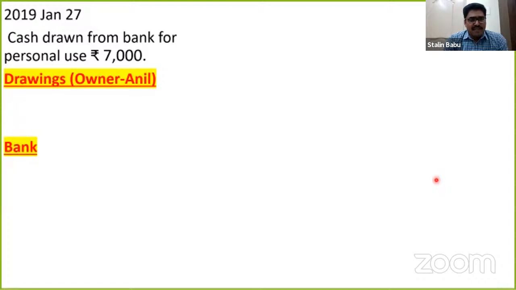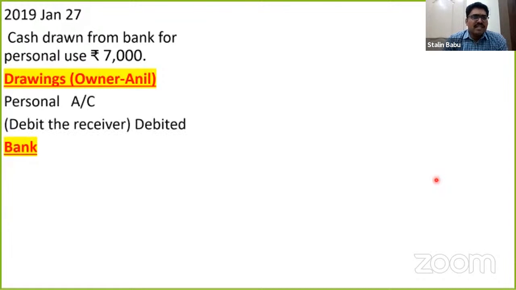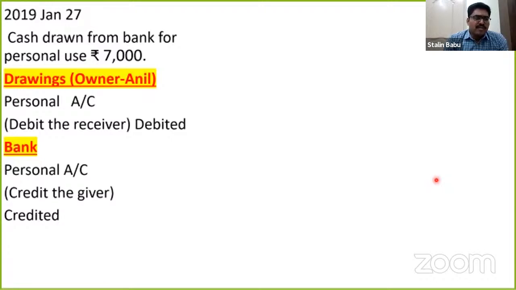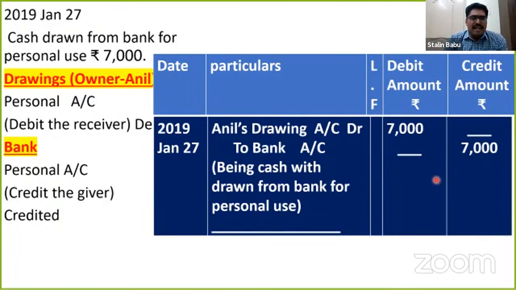Natural person, artificial person. So here, who is the receiver? Anil. So debit the Anil account. And who is the giver of the cash? Bank. According to the personal account, credit the giver, so bank account is credited. The entry is Anil's drawings account debit to bank account.